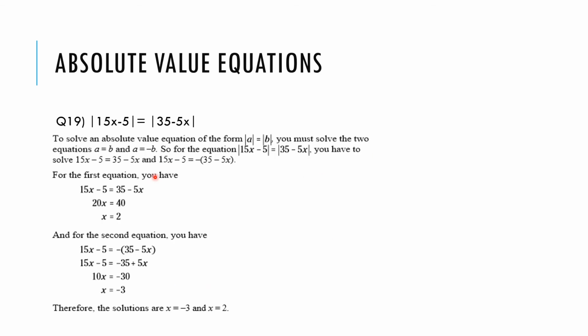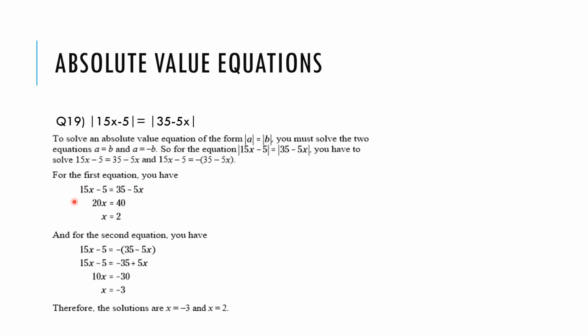Okay, let's have a look at another absolute value equation. To solve |15x minus 5| is equal to |35 minus 5x|. To solve an absolute value equation of the form |a| is equal to |b|, you must solve the two equations a is equal to b and a is equal to minus b. So for this equation, you have to solve 15x minus 5 is equal to 35 minus 5x, and 15x minus 5 is equal to minus (35 minus 5x).